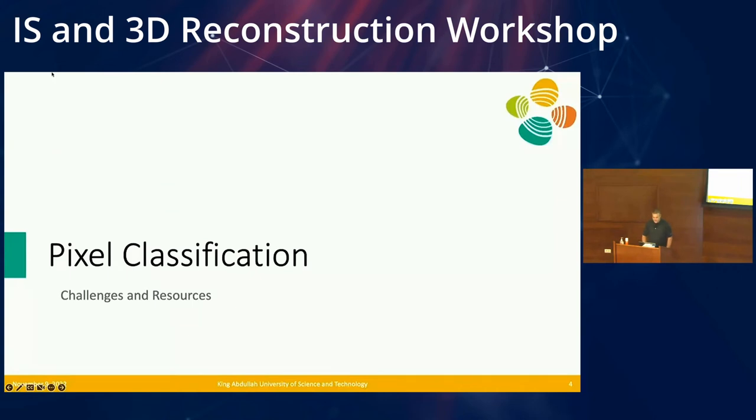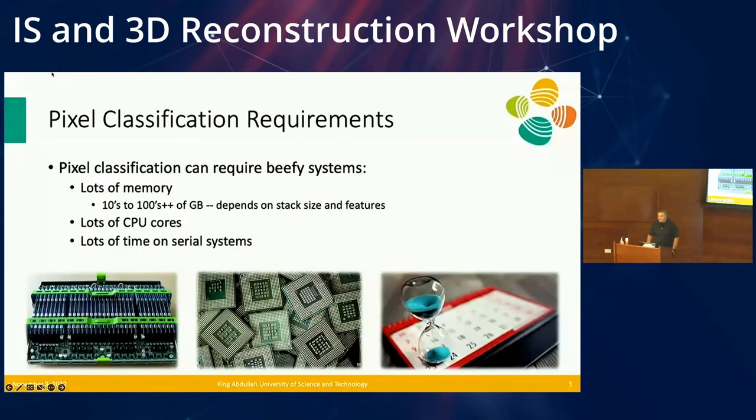So what are some of our challenges, and what can we do about those challenges? The challenge with pixel classification is it can really require beefy systems. If you're using small image stacks, it probably doesn't matter that much. But if we're talking about hundreds or thousands of images, then we're using lots of memory, tens to hundreds of gigabytes, and this can really vary depending on your stack size and the number of features you're trying to detect. The more brushing you do, the more features you try to detect, the more resources you're going to need. And again, this requires lots of CPU cores. Even just running these images that Ronell was showing today took his laptop tens of seconds to do these computations.